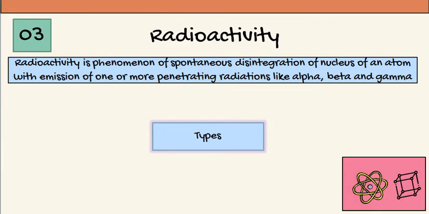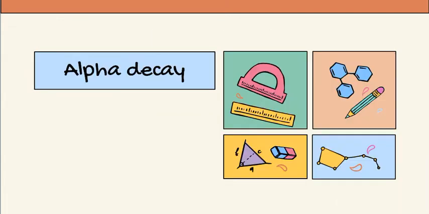Here we have used some terms like alpha, beta and gamma rays. So now we are going to discuss what kind of particles these are. Firstly, we will discuss something related to alpha decay and alpha particles. Now alpha rays are nothing but helium nuclei.